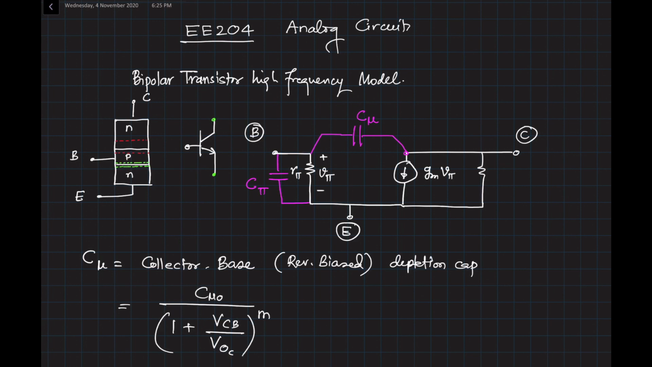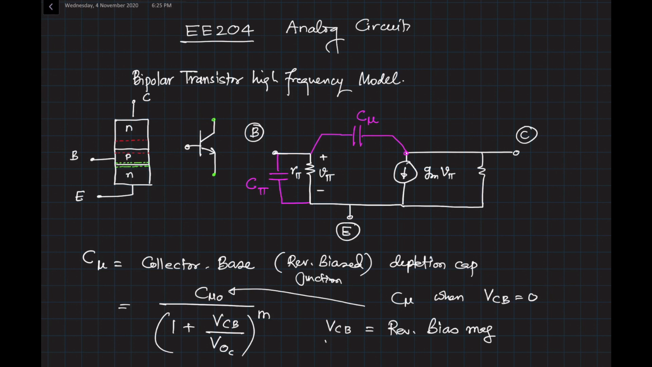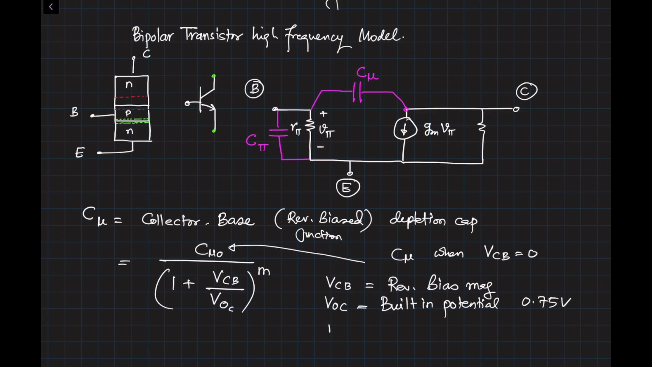So this is the expression for the collector-base reverse bias junction depletion capacitor. C mu 0 is the value of C mu when VCB is equal to 0. VCB is the reverse bias magnitude, and V0C is called the built-in potential, approximately 0.75 volts, and M is the grading coefficient, approximately 0.2 to 0.5. All these are coming from device physics. We are just going to use the final result.